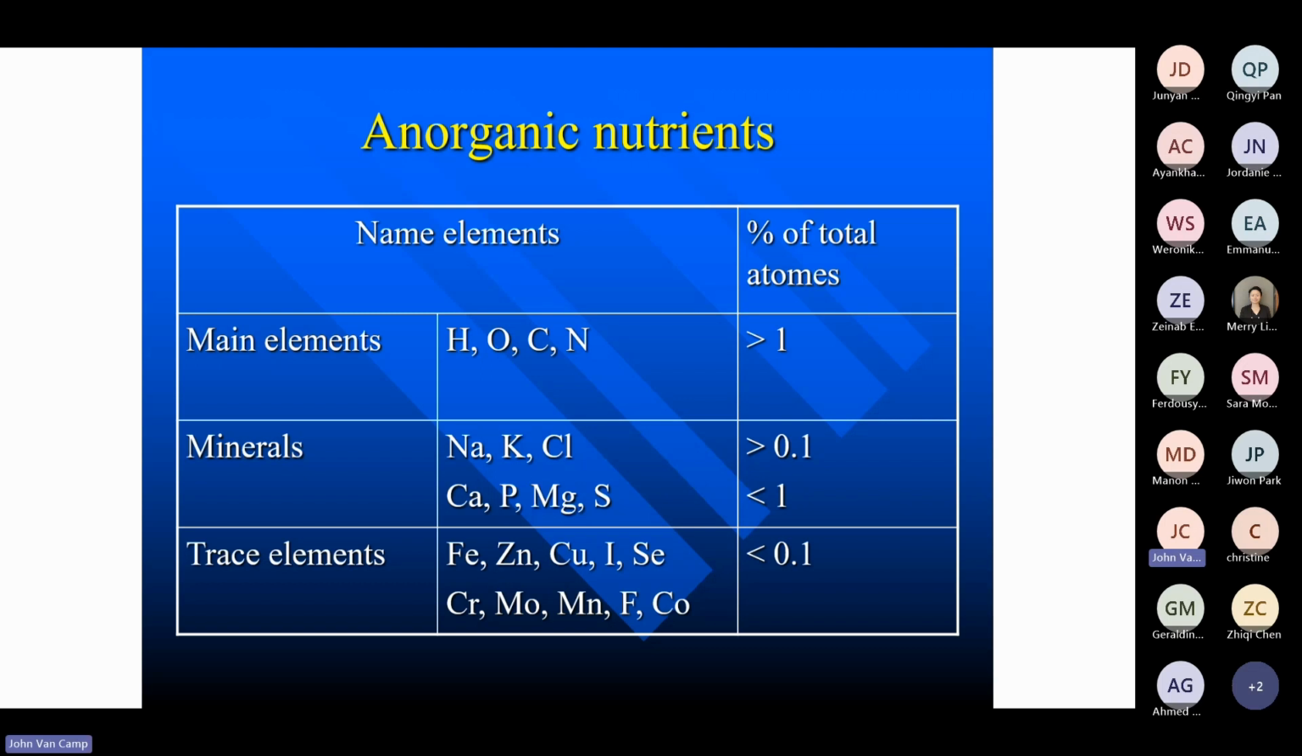If we go to the minerals, then you see the concentrations between 0.1 and 1% of the total amount of atoms. We have the story of sodium, potassium, and chlorine related to water balance and blood pressure. And we have the story of calcium and phosphate, which is mainly related to the skeleton, and so the osteoporosis effects. There are two extra elements, magnesium and sulfur.